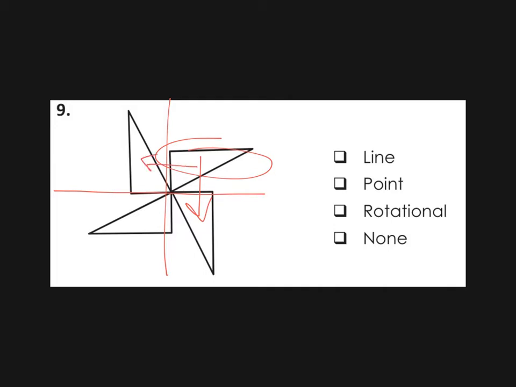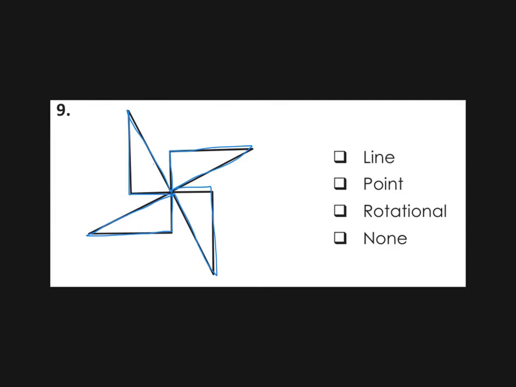If you go diagonally, what do you think about that? I think that if you fold along that, this piece is going to fold here, this piece is going to fold there. They're not going to line up. Now we have quite a mess here, but obviously we do not have line symmetry.